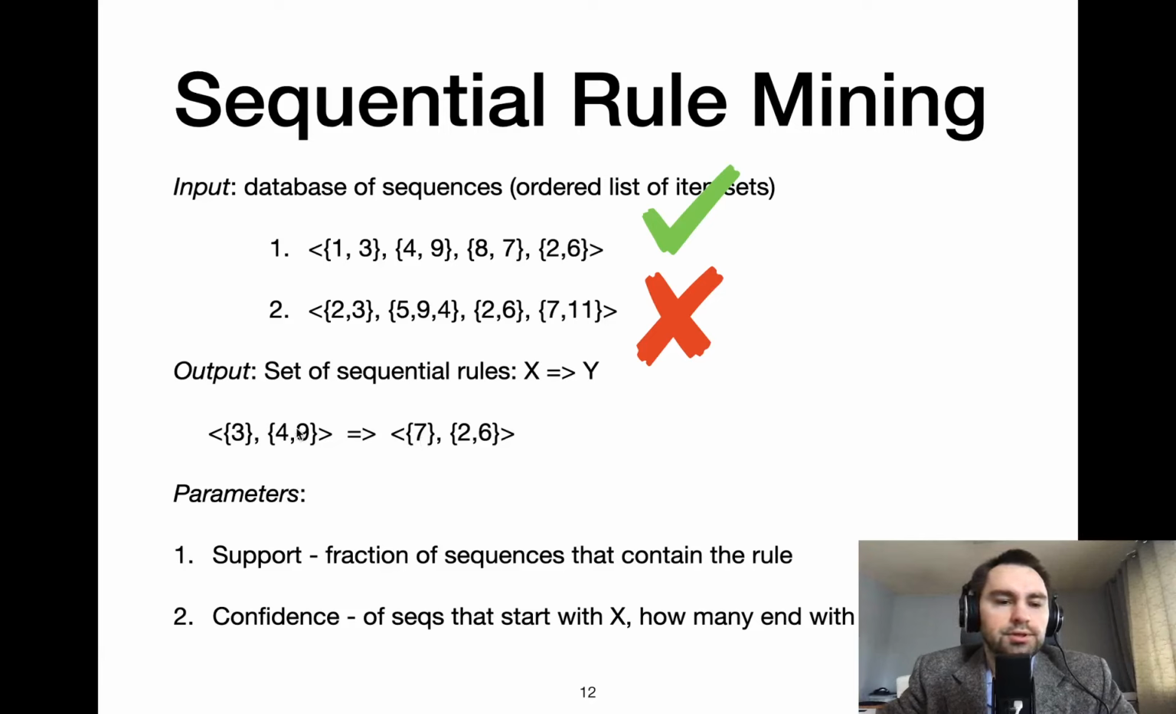And so you can see that the support of this rule is just one sequence out of 2. And the confidence is: out of the sequences that start with this, how many end in that? So out of the sequences that start with 3, 4, 9, here's 3, 4, 9, how many end in Y? Just one, so it's 1 out of 2.